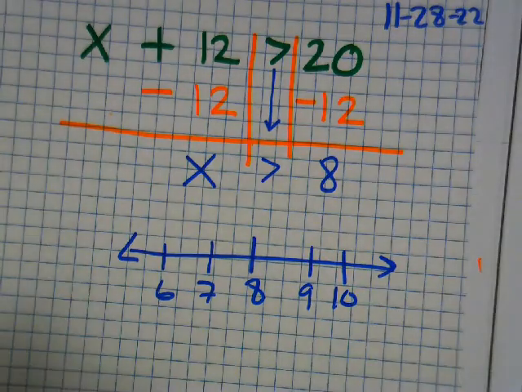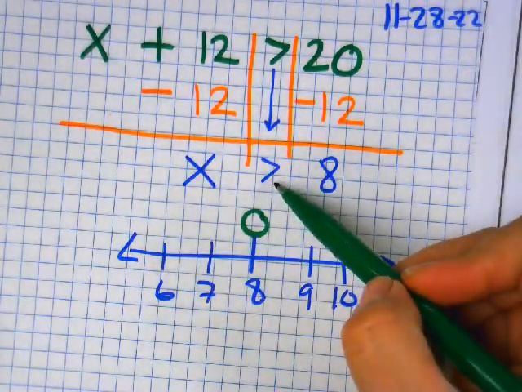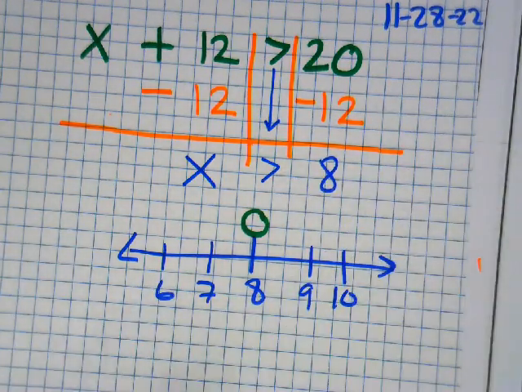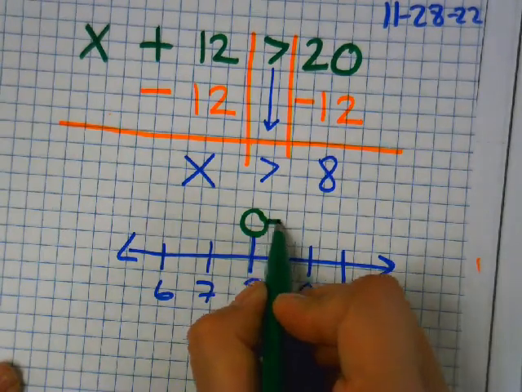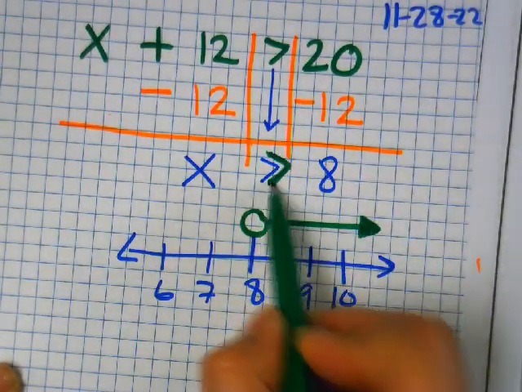Open or closed circle? Open, because it doesn't have an extra little line, right? Do you remember that from a long time ago? All right, which way do you shade, left or right? Right. Good. This points in the direction of shading.